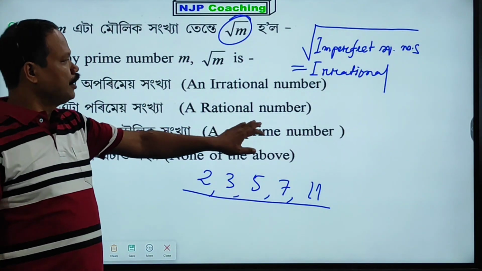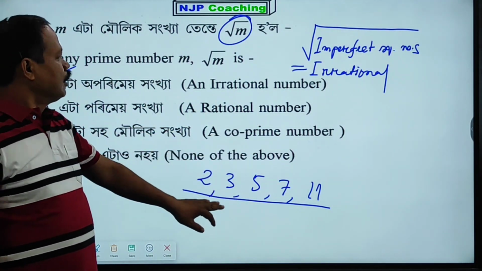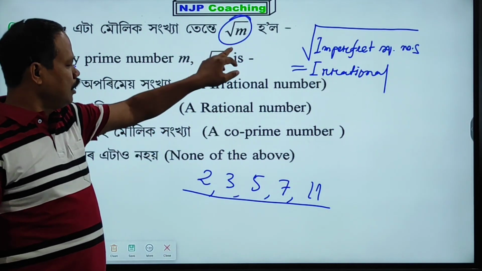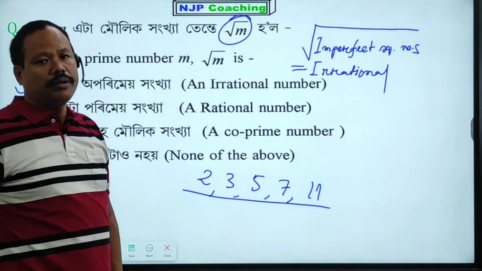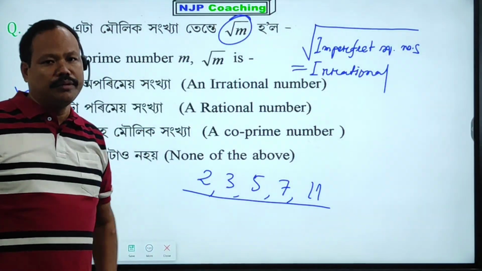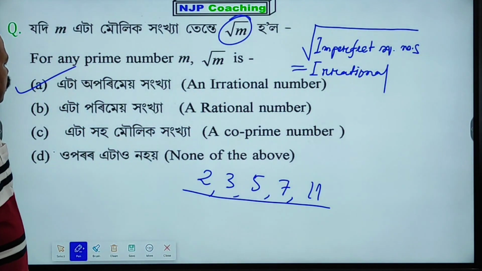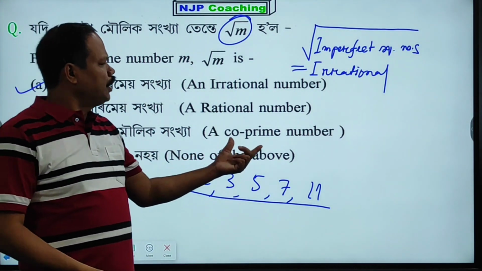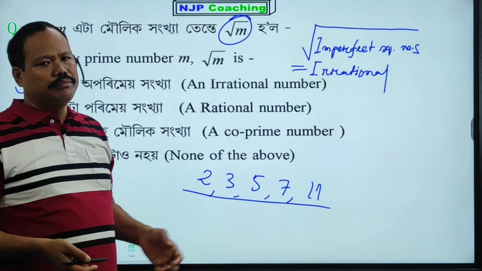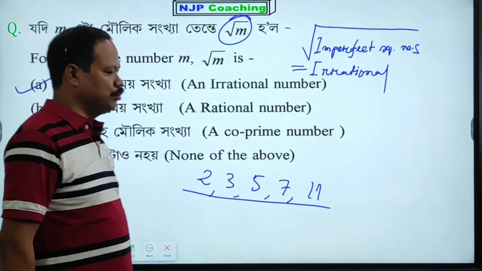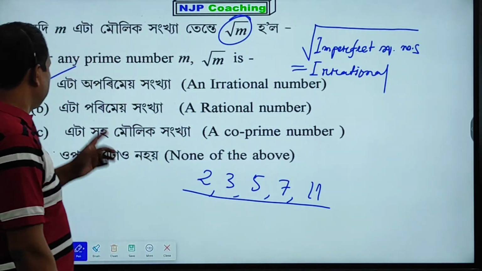We cannot get a rational number, because to get a rational number, we have to put in a perfect square number. That means the square root of a perfect square number is rational. Coprime is a property of a pair of numbers, not one number. And the last option is none of the above. So the first one is correct.